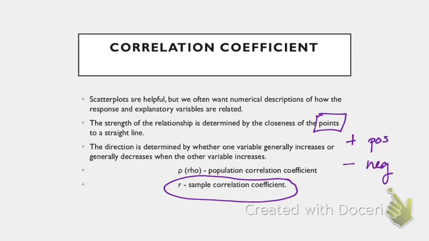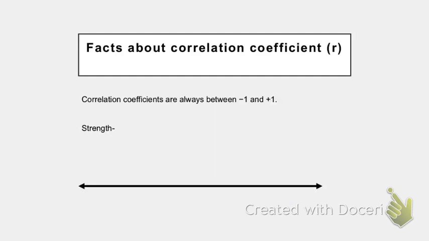So, some facts about the correlation coefficient. Correlation is always a number between -1 and +1. And based upon that number is whether it is weak, moderate, or strong. So, here we have -1 to +1. In the middle, we have 0, which means no correlation, if it's exactly 0.